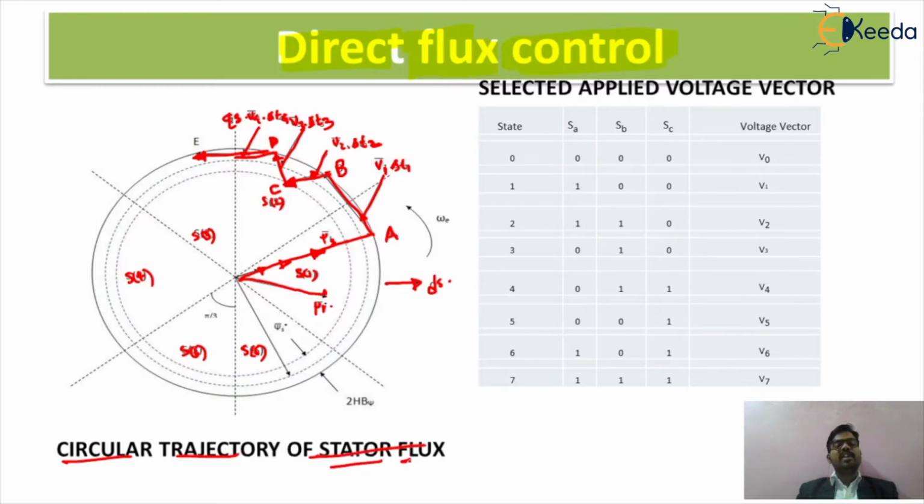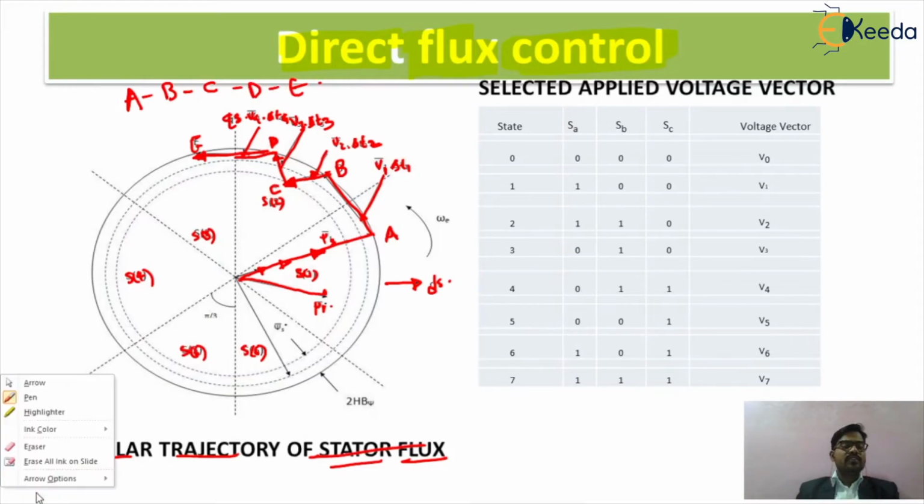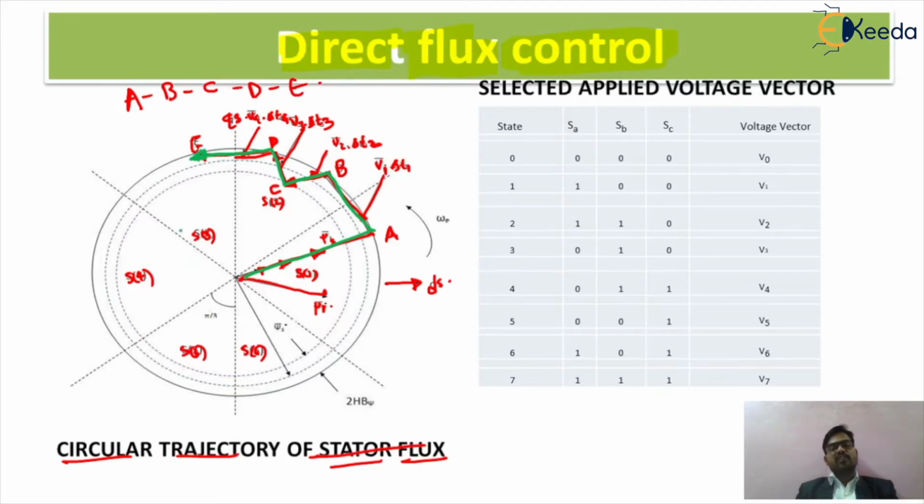So friends, in direct flux control, we can change the different values of the stator flux quantity by moving from point A to point B, then B to C, C to D, and D to E. That is shown by a different color, so we can get the actual concept of this methodology. So we are changing the value of the stator flux from A to B, B to C, then D, then E. This is the actual concept of the direct flux control scheme.